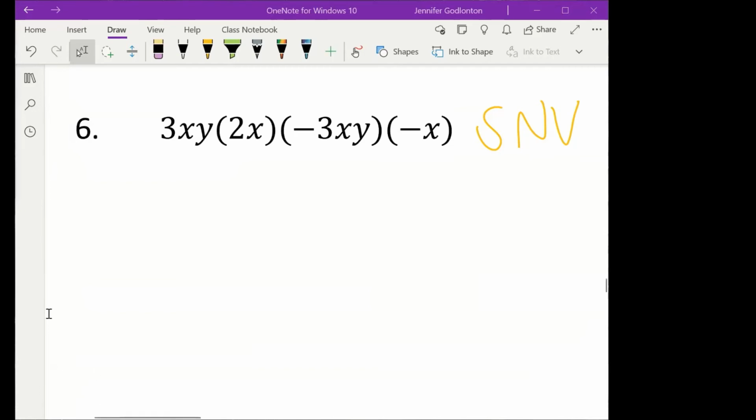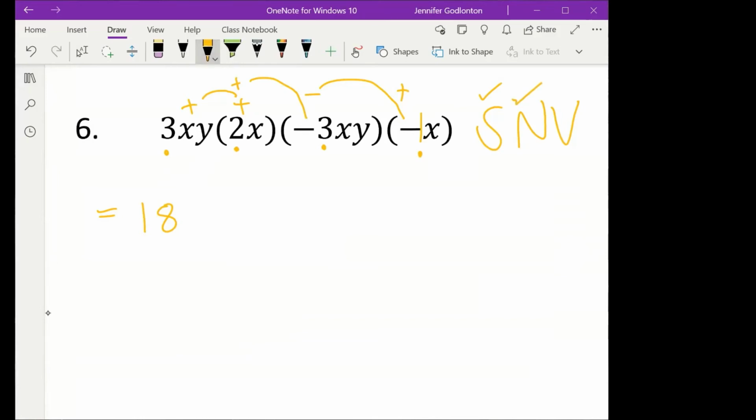All right, let's have a look at some of the answers that have come into the chat. I'm seeing some good things coming in. Okay, signs. We've got a positive times a positive, which is a positive. Then we have a positive times a negative, which is a negative. And then we have a negative times a negative, which is a positive. So we know our answer is a positive. Signs. Done. Numbers. 3 times 2 is 6. 6 times 3 is 18. 18 times 1. If there's no number, there would be a 1. It's going to be 18. So we get positive 18. Then we look at our variables.